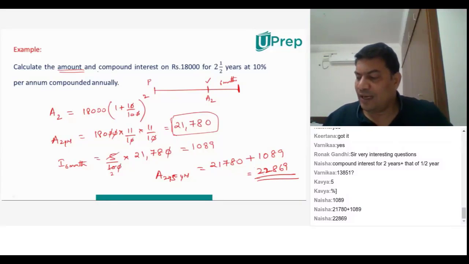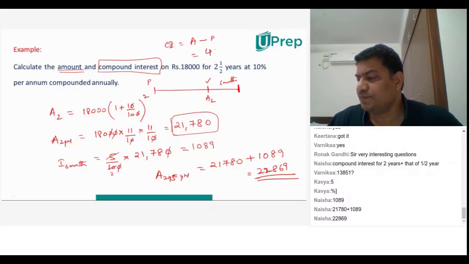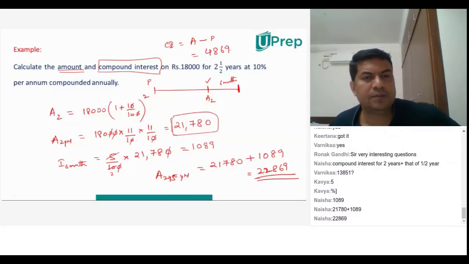So you know how to calculate compound interest. Now the interest will be nothing but the amount minus the principal, which is 18,000. Therefore 4,869 will be the interest. So what will be the compound interest? Your amount minus principal, which will be 4,869. All good?